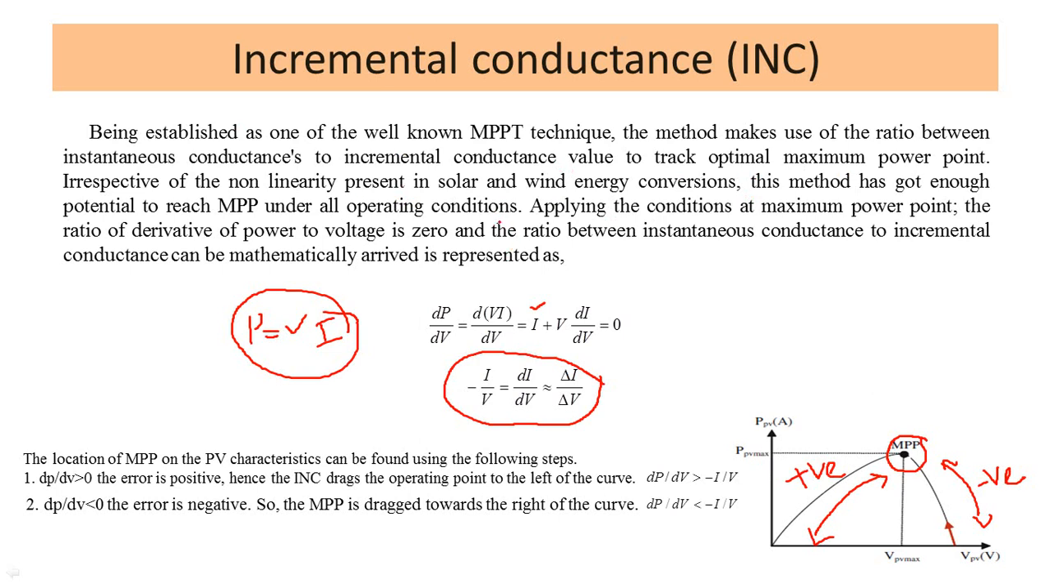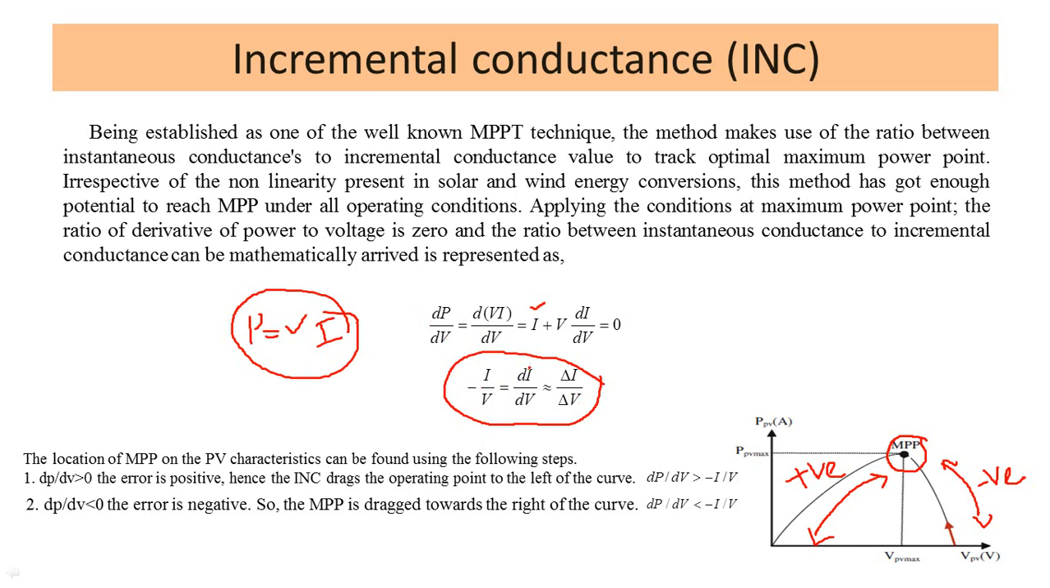Applying the conditions at MPP, the ratio of derivative of power to voltage is 0, and the ratio between instantaneous conductance and incremental conductance can be mathematically arrived at. Of course, the instantaneous conductance is going to be del I by del V. Incremental conductance is going to be minus I by V. So this is the logic.